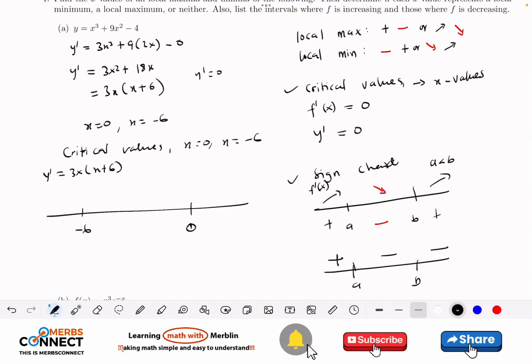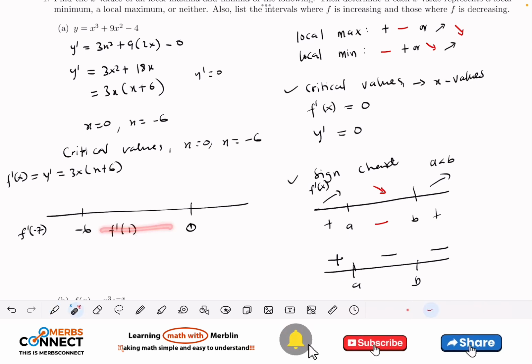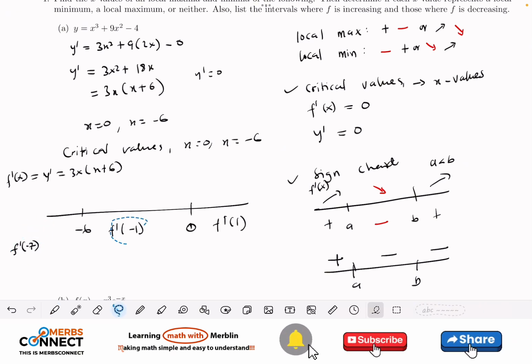Can pick minus 7, right? Let me assume that this y prime here is the same as f prime of x, so that I can plug it in. I'm looking for f prime of minus 7 because that is what is here. I'm also looking for f prime of 1, which is in between here. No, 1 is not in between there. Minus 1 will be there. Then I'm looking for f prime of 1. Then checking whether they are greater than 0 or less than 0, right? Good. So let's see what we are going to get.